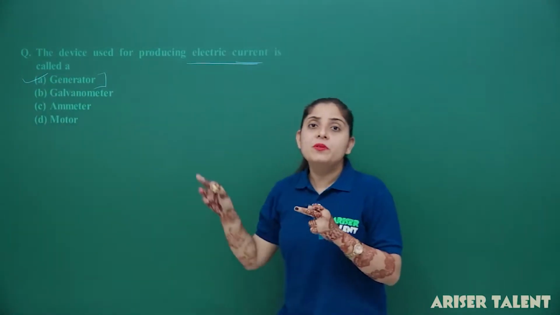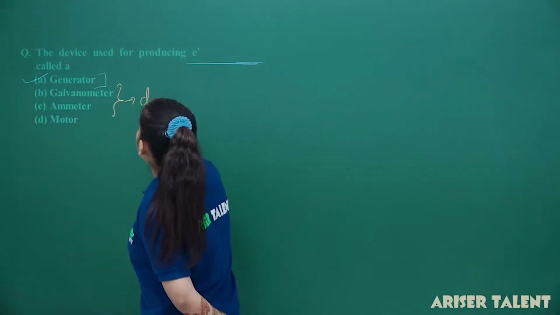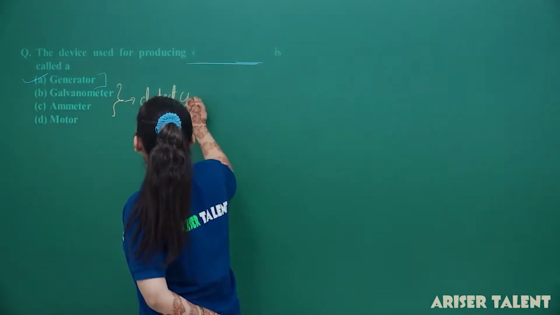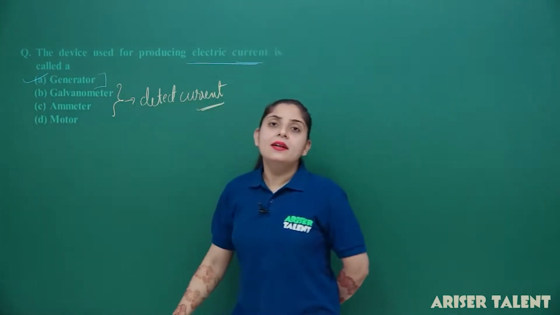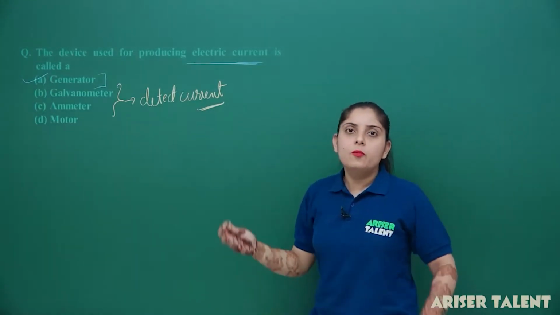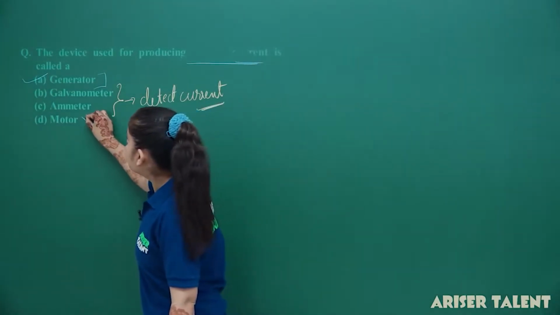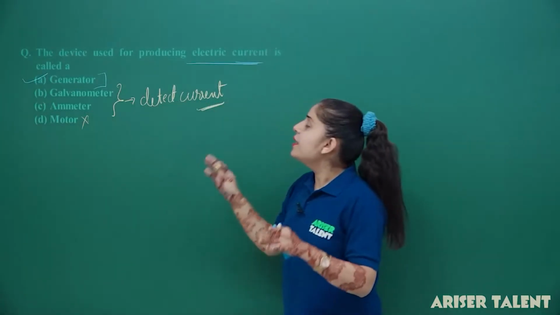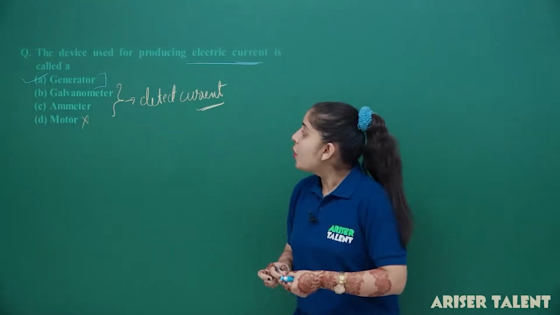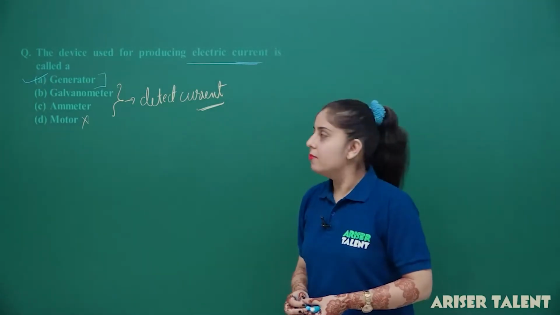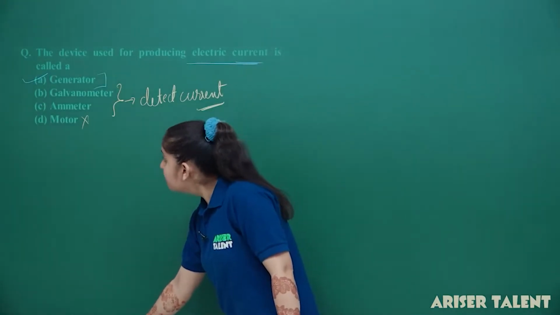Don't get confused between the other two options, because galvanometer and ammeter are actually used to detect current. They are not used for producing any kind of current. The generator is a device, and motor is again a wrong option. So generator is a device which is used for producing electric current. So our option A will be correct here. Now, moving to the next question we have.